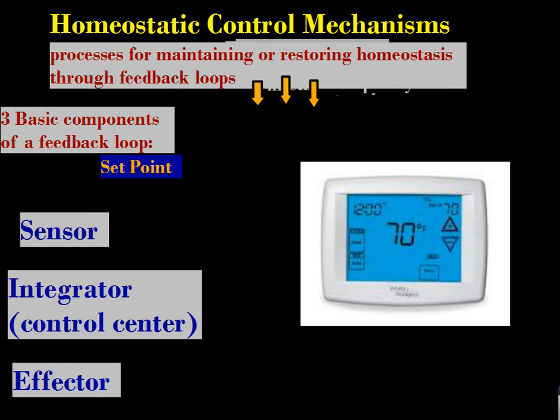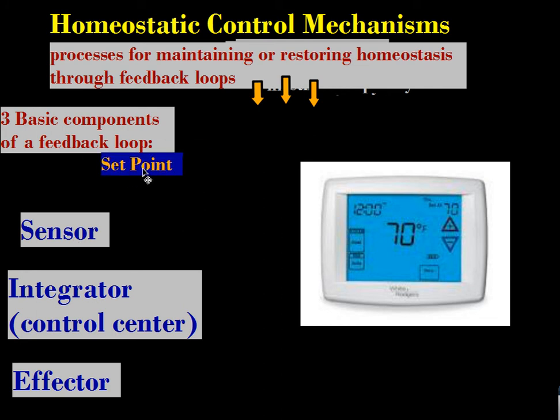So homeostatic control mechanisms is what I'm going to talk about next, and these are just processes for maintaining homeostasis or restoring homeostasis if it gets out of whack. And within this homeostatic control, you're always going to have three basic components of the feedback loop. And these three basic components are going to be the sensor, which senses the change from the set point.